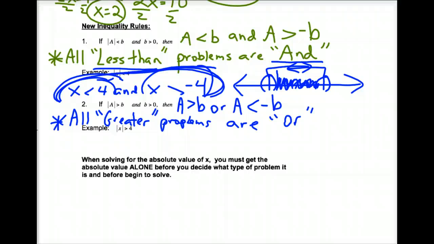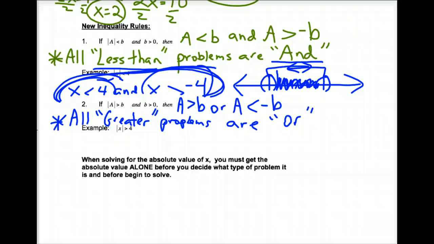Listen. The absolute value of x is greater than 4. What if it's an and? A greater than will not be an and problem. I'm trying to tell you that right now. Greater than is going to be or, less than is going to be and. You're going to have to memorize that.